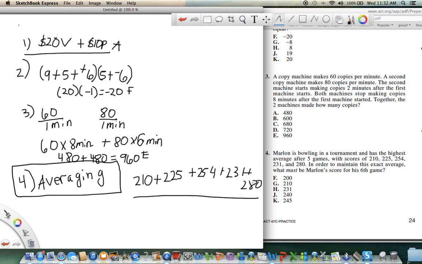And that'll give you the average. So if you take your calculator and you add all these scores, you'll get 210 plus 225 plus 254 plus 231 plus 280. Okay, that equals a perfect 1200. So the numerator is 1200. So if he wants to maintain this average, we're going to divide by 5 to see what the average is. And it's 240. So when we divide by 5, 1200 divided by 5 equals an average of 240. So what must he get on the 6th game to maintain that average?